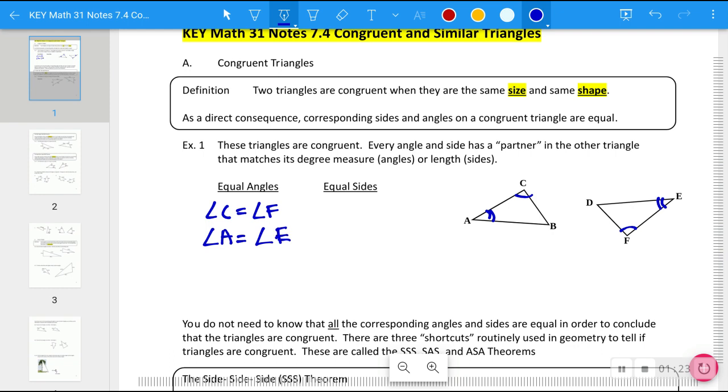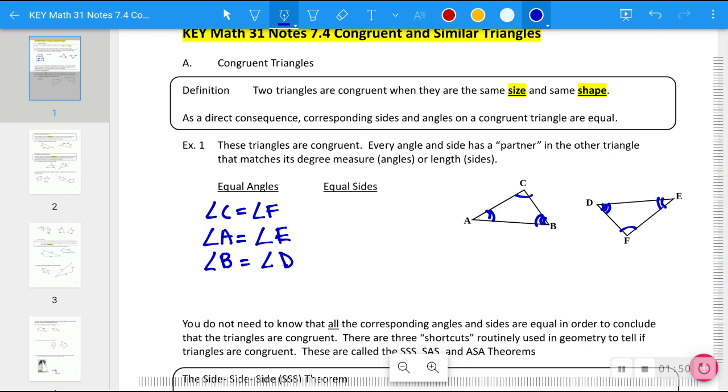And then finally, angle B and angle D, those are both about, I would guess, 60 degrees. So angle B and angle D. So there's three pairs of angles that match up, degree measure equal to degree measure on each pair.